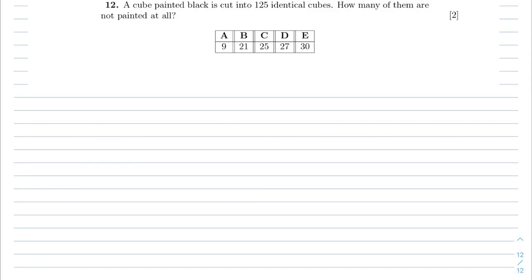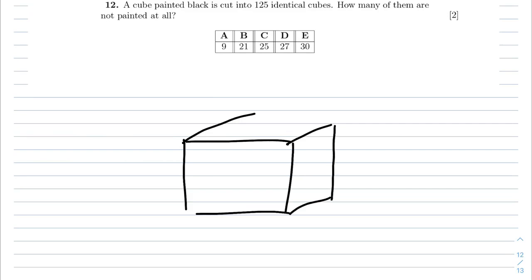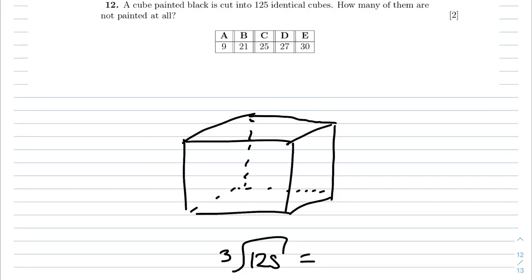For the last of these multiple choice questions, we're told that we start off with a cube that is painted black on the outside, and we cut it into 125 identical cubes. And we want to find how many of these cubes are not at all painted. So let's start with our cube. Now, if we're cutting a cube into 125 identical smaller cubes, that means the number of cuts along each direction is the cube root of 125, which is 5.